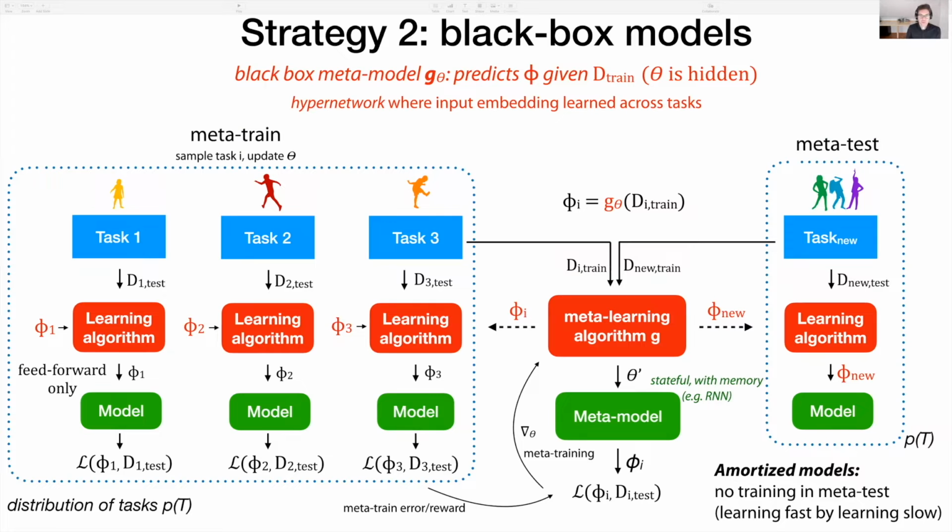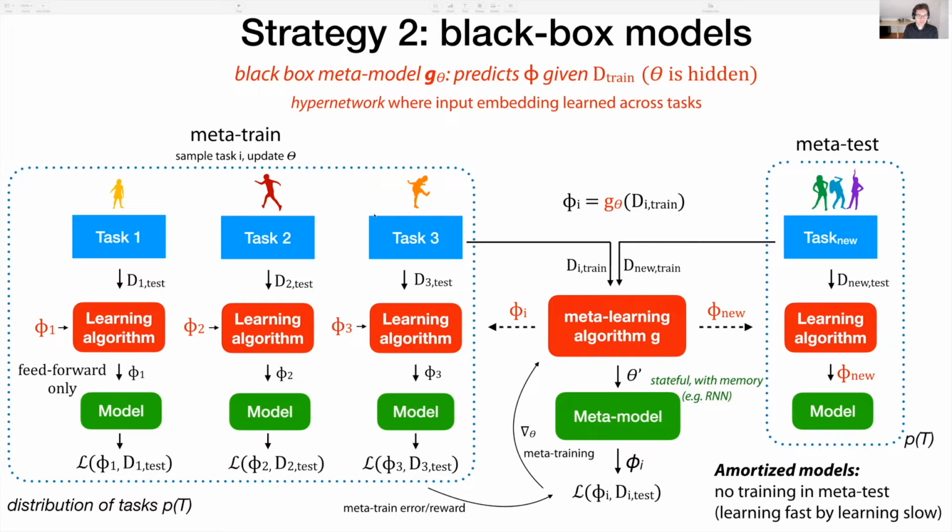Another way of doing this is with black box models. These are models which also have hyperparameters theta, but they are internal. They're not part of the learning algorithm. They're just part of the meta learning algorithm itself. And what the meta learner wants to do is, given the training data of a task, predict the model parameters which will be ideal for solving that task.